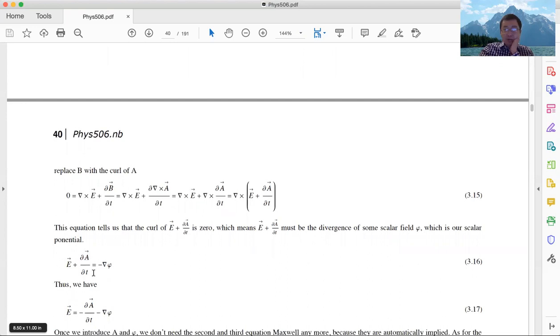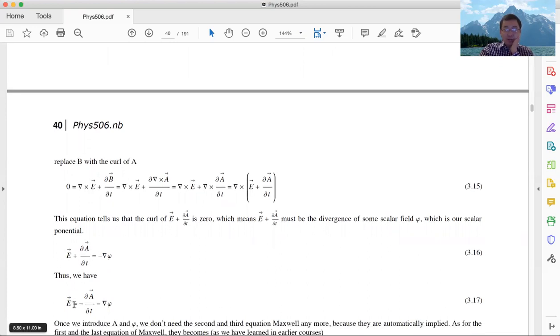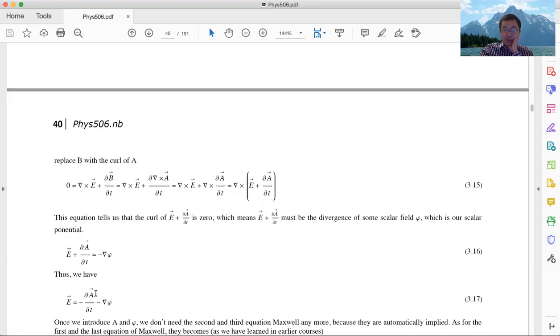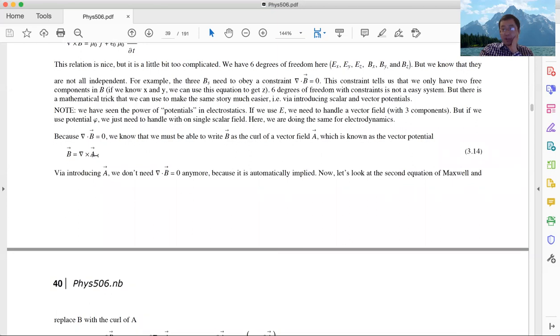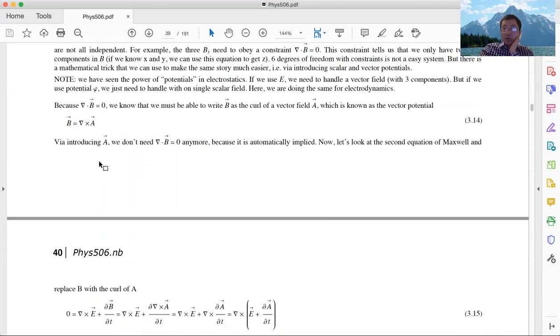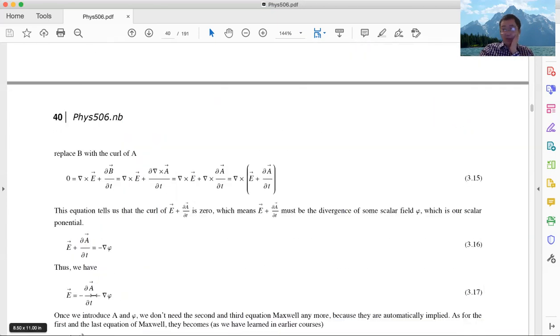In other words, we can write the electric field as minus the time derivative of A minus the gradient of phi. Okay, so that's the definition of the scalar and the vector field. For the magnetic field, it's just the curl of the vector field. For the electric field, it's a little bit more complicated. It's a time derivative of the vector field and also, at the same time, the spatial gradient of the scalar field.